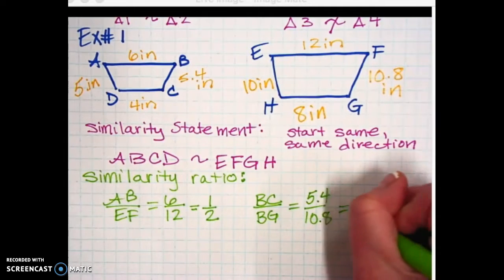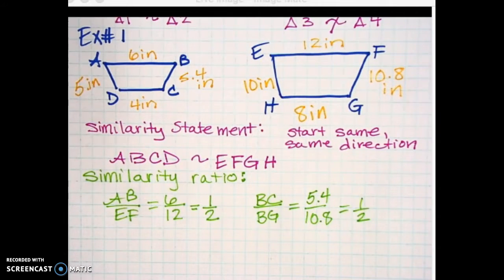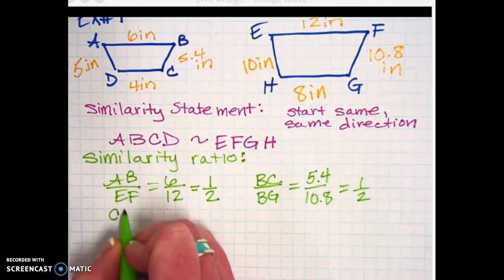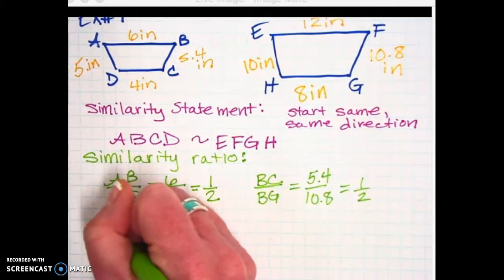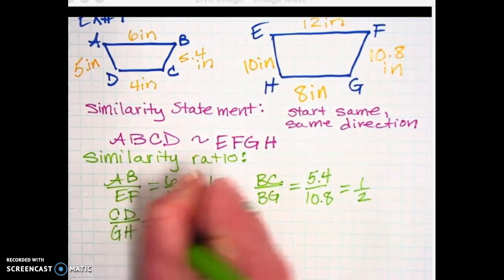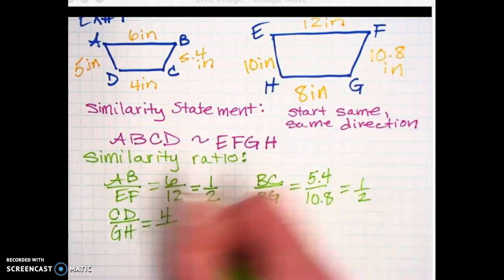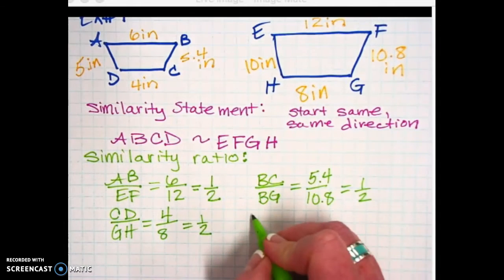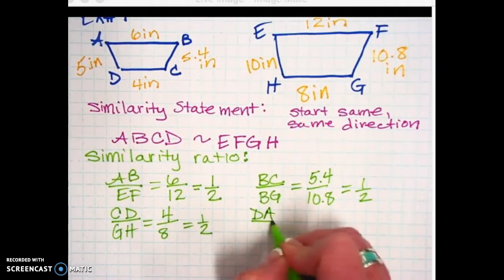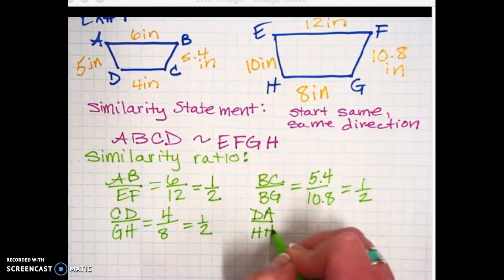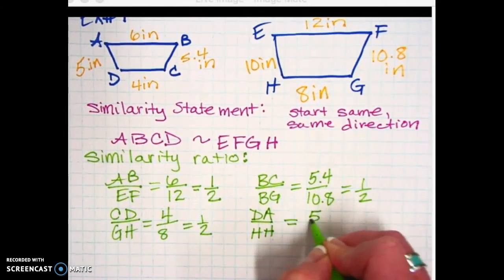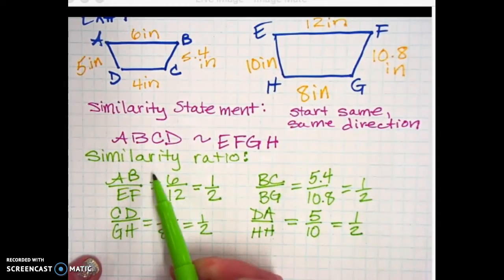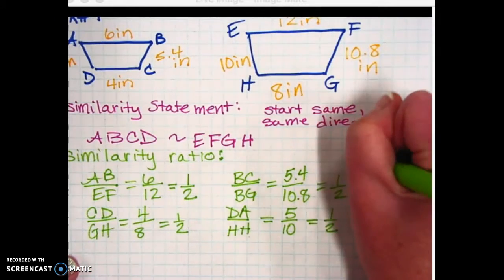We know that's going to be 1/2 as well. Then we're going to match up the bottoms. So we're going to say CD to GH. The left one is 4, the right one is 8. Also reduces to 1/2. DA to HE on the left, which is 5 to 10, which we know also reduces to 1/2. So our similarity ratio is 1/2.